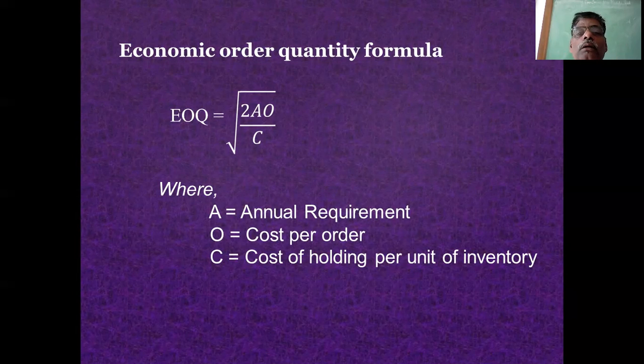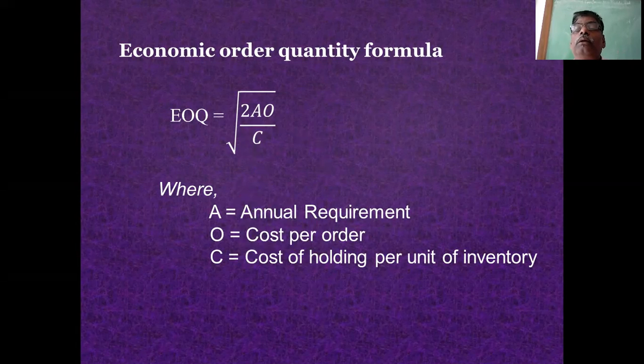That is the equation method. In the equation, 2AO divided by C, that is square root of 2AO divided by C. What is A? A means annual requirement. Remember this point very carefully: annual requirement. Then O means ordering cost. What is the cost you will incur for placing one order? The cost of placing one order is called O.